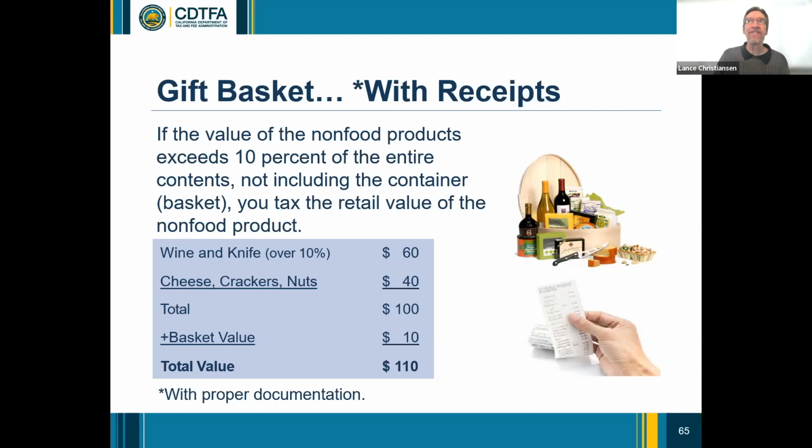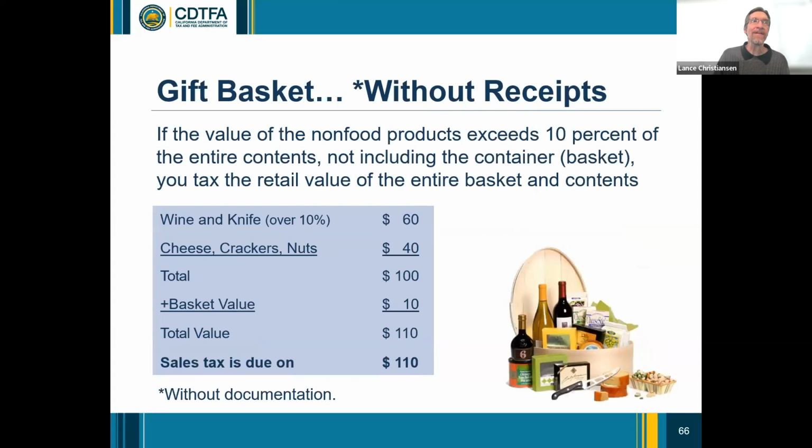That's if you have receipts. Now let's take the same one and someone just gave you the basket and you don't have any receipts for it. Same thing applies, but since you don't know the actual cost of the wine and the knife, but you do know it's going to exceed over 10% of that basket, which is sort of common sense, then if you don't have documentation, you need to charge tax on the whole thing.